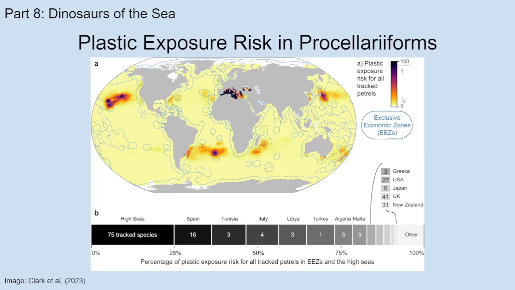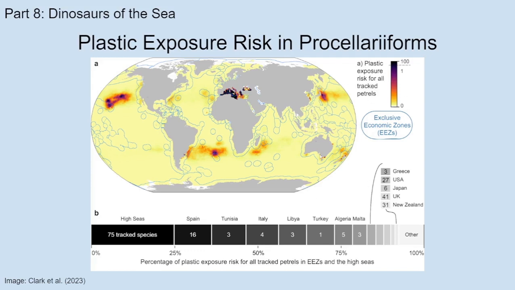And so the regions in dark purple are the regions where plastic exposure risk is strongest for Procellariforms. And you can see here that the Mediterranean and the Black Sea are the highest risk places in the world for Procellariforms to encounter plastic pollution. However, they're not the only regions that are of high risk. The authors also found that in many places in the UK and the US and Japan, the offshore waters there are also regions where a lot of Procellariforms would encounter plastic.